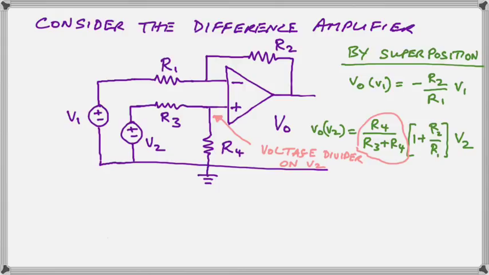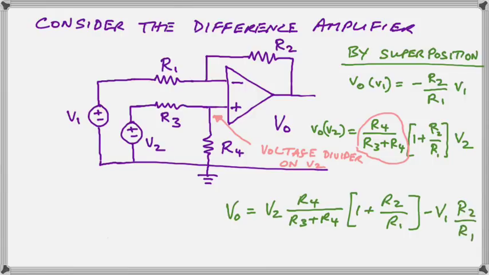So we have two output responses, one from V1 and one from V2. And all we have to do is algebraically sum them to get our total response. So as you can see, our final Vout is the sum of two terms, as shown. Now we'll see that that is absolutely the easiest way to solve this type of op-amp problem.